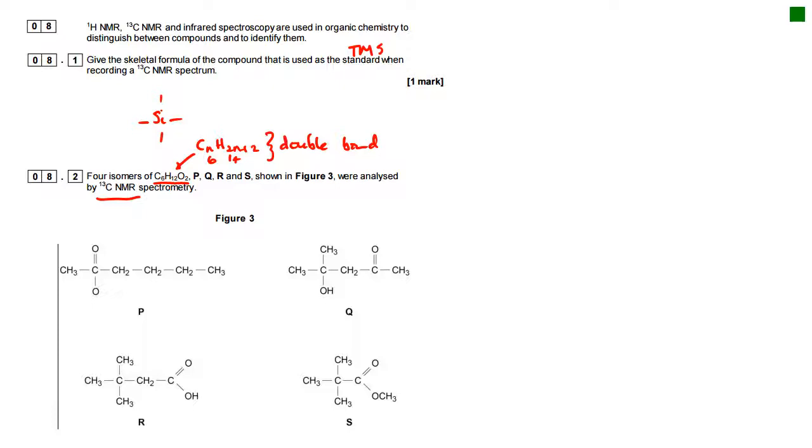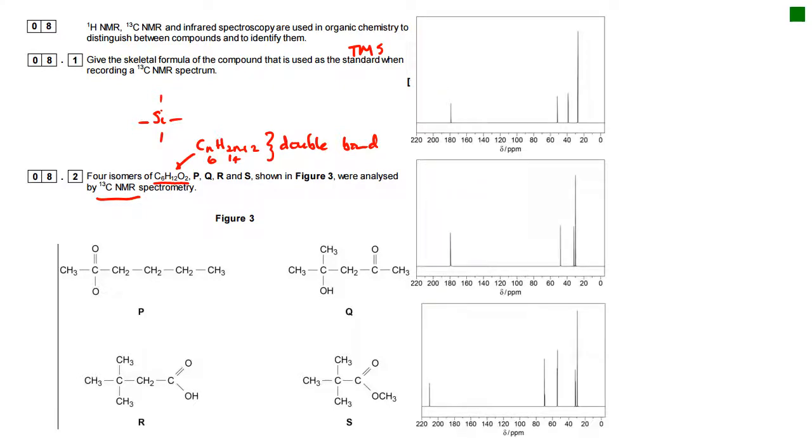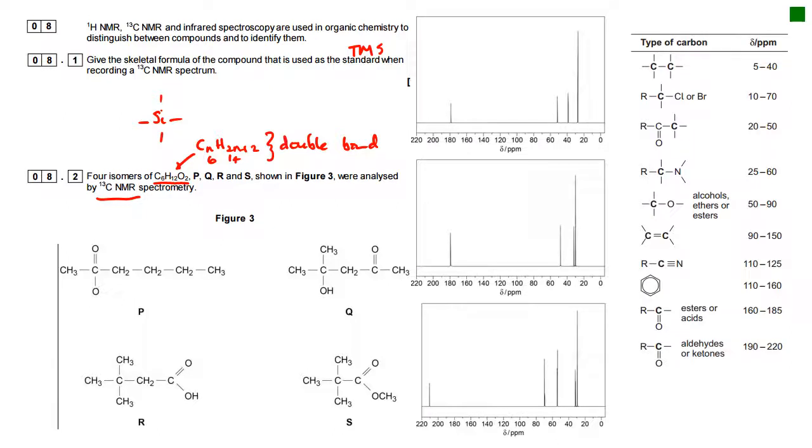So in part of the question I didn't cut and paste, it said to use these 3 spectra to match P, Q, R and S to those 3 spectra, and also to use the data sheet as well, which is here. So in order to match the molecules to their spectra, we're going to count environments and compare that to the number of peaks.